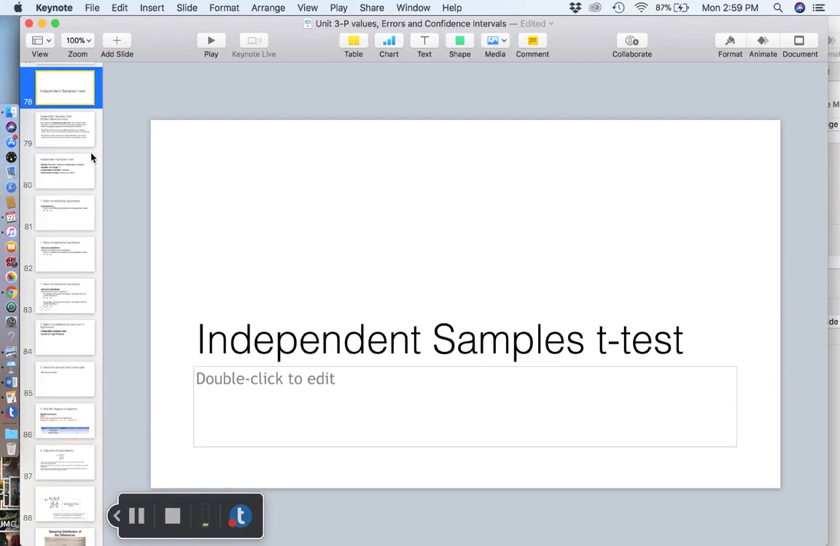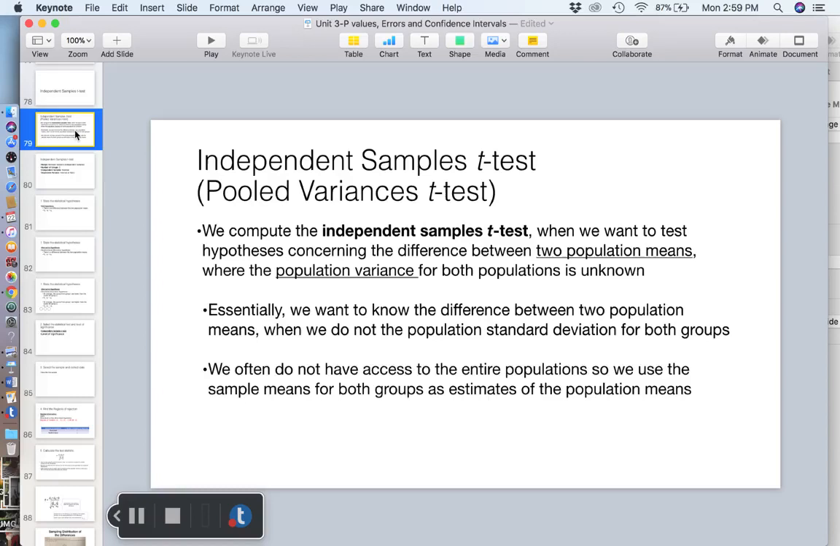I'm going to be talking with you today about when we compute our independent samples t-test. Now remember we said another name for our independent samples t-test is the pooled variance t-test. So let's start by talking about when we should compute it, and then we'll get into how we compute the pooled variances or independent samples t-test.